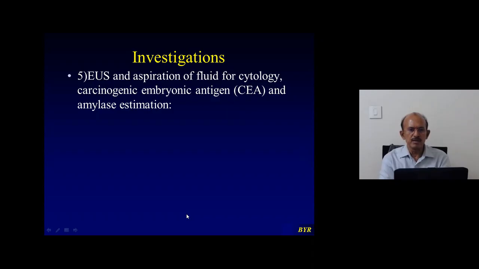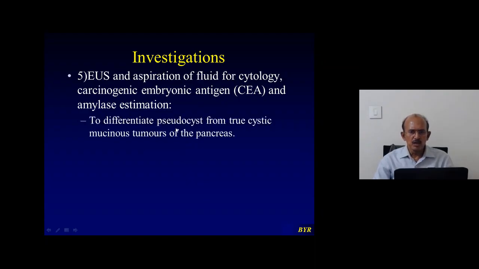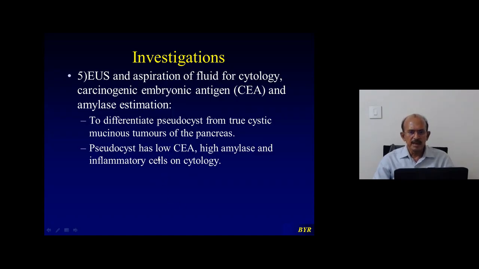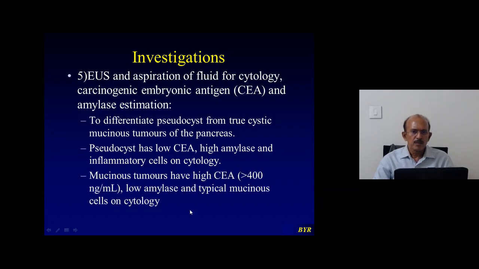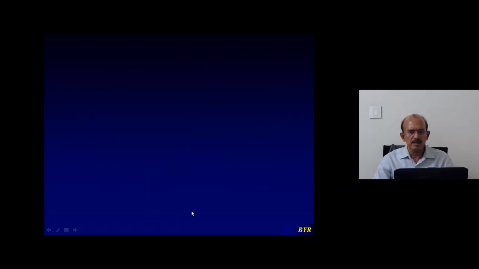So the most useful investigation in the diagnosis of pseudopancreatic cyst is the CT scan. Then endoscopic ultrasonography and aspiration of the fluid for cytology, CEA, and amylase estimation. Already I explained this point to differentiate pseudocyst from the true cystic mucinous tumors of the pancreas. Pseudocyst has low CEA, high amylase, and inflammatory cells on cytology. Mucinous tumors have high CEA, more than 400 nanograms per ml, low amylase, and typical mucinous cells on cytology.